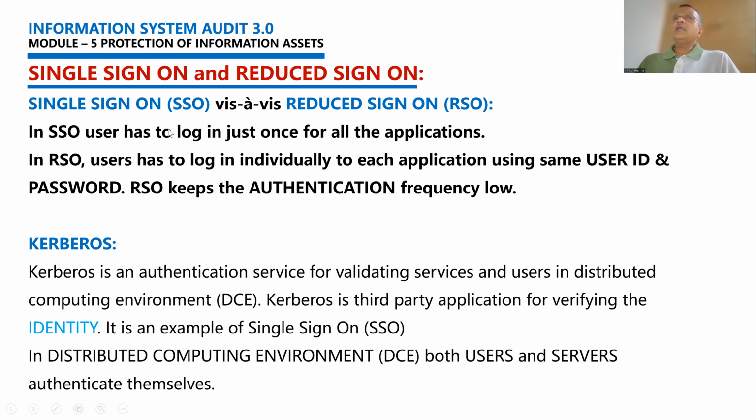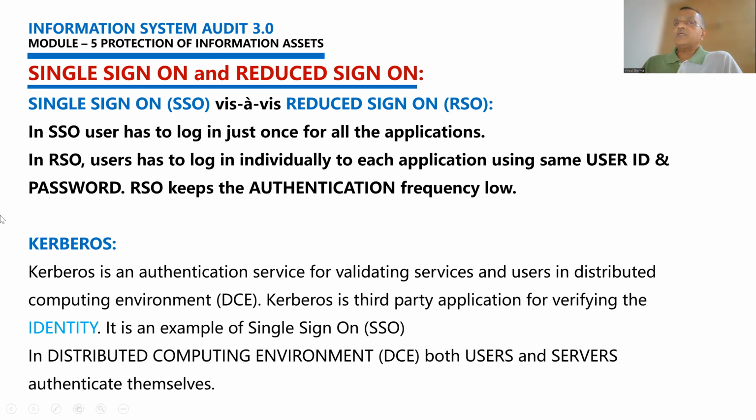Now, single sign-on, that is SSO, versus reduced sign-on, that is RSO. In SSO, the user has to log in just once for all the applications, but in RSO, the user can use the same login ID as well as password for logging into multiple applications, right? So you don't have to use the password again and again. The single point of failure of SSO can be reduced by using reduced sign-on.